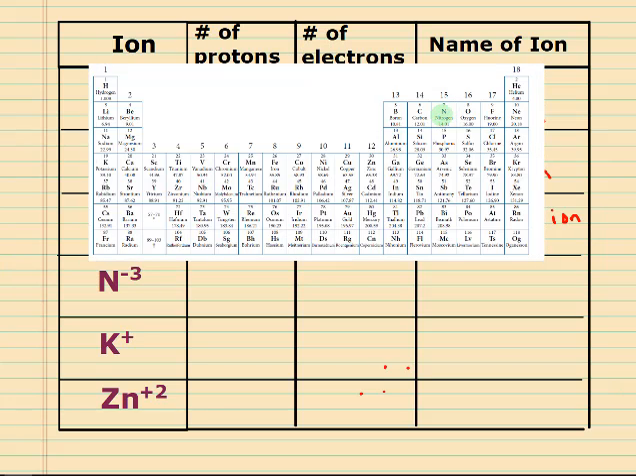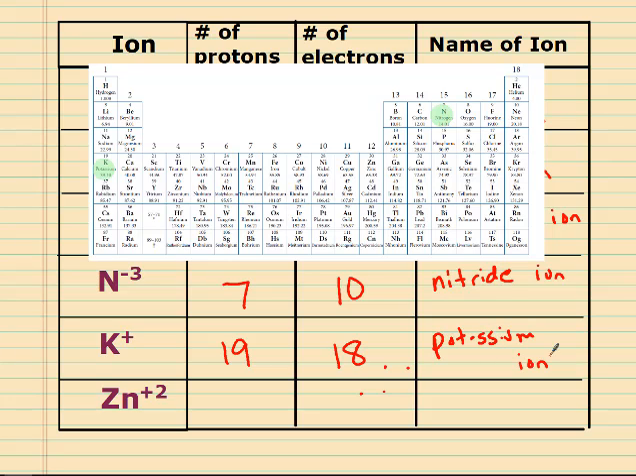So here was nitrogen. It has 7 protons. It has a negative charge, so it gained electrons. It gained 3 electrons. And nitrogen turns to nitride ion. K is here. It has 19 protons. A positive charge means it has lost 1 electron. So it now has 18 electrons. And it's in group 1A, so it's just potassium ion.